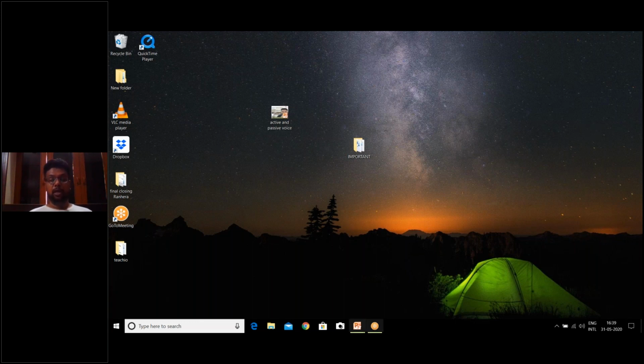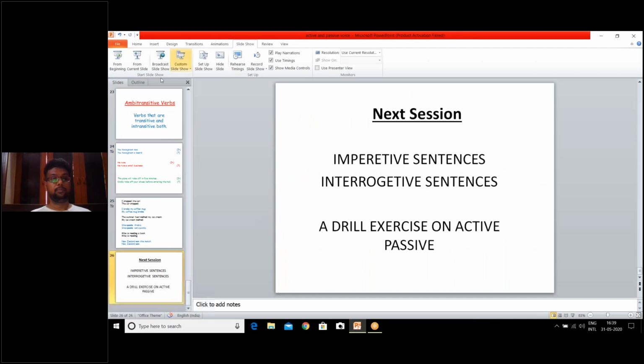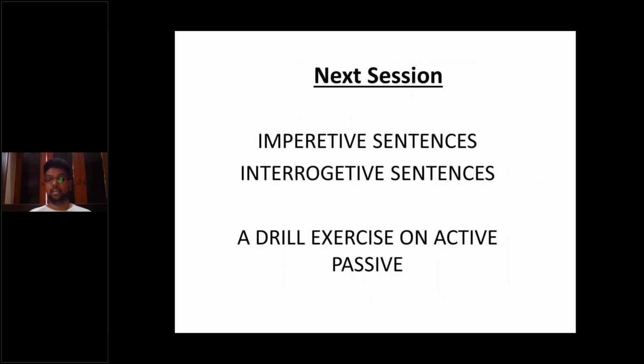So fine. In today's session, we have thoroughly discussed the basic aspects of the active and passive voice. Active and passive voice is majorly used for OET letter writing and speaking. Some of you demanded that I incorporate this in a sample OET letter. That we will be doing in our next session.